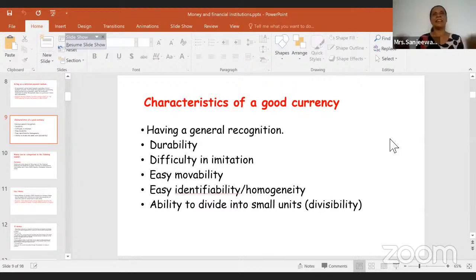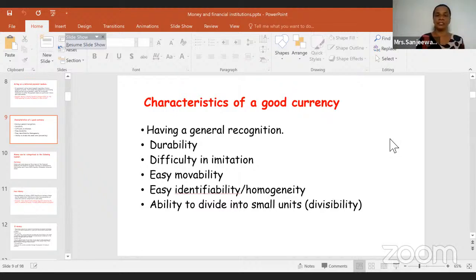Next is easy movability. You can carry that and put it into the purse or the wallet and you can go, right? And easy identifiability, right? You can separately identify 100 rupees from 500, right? And ability to divide into small units. Now, if the shopkeeper is asking 150 rupees, you can separately divide and give 150 rupees. Right, if they're asking 1,999, you can count and give exactly that amount, right? Because of this characteristic, divisibility, you can divide exactly into small units, right? So now these are the characteristics of a good currency. So what are the characteristics? Having a general recognition, durability, difficulty in imitation, easy movability, easy identifiability, ability to divide into small units, right?